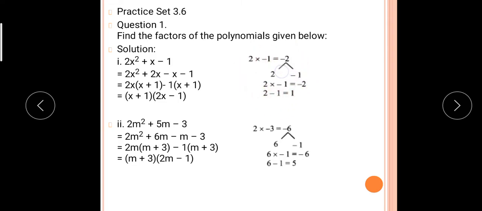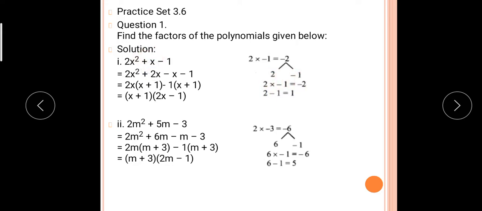Now observe this. What do we want? Minus 2 as a multiplication. Factor this minus 2 in such a way that their addition should be 1. So minus 2 means 2 into minus 1. 2 into minus 1 is minus 2, and 2 plus minus 1 is 1. And therefore the factors of this are 2 and minus 1.